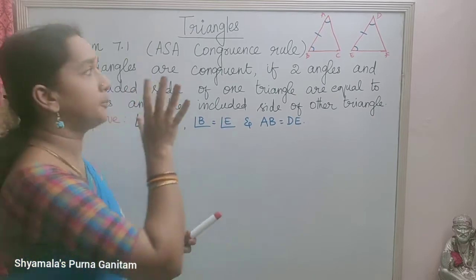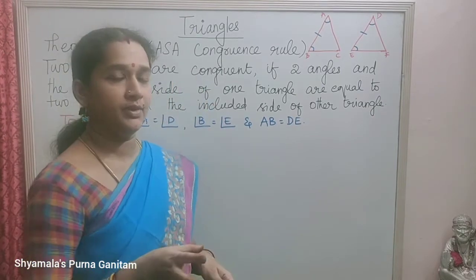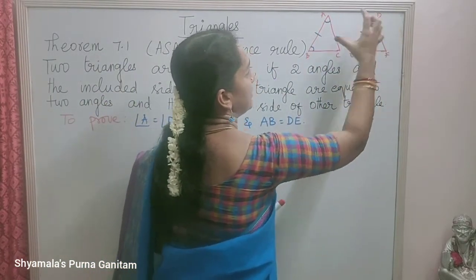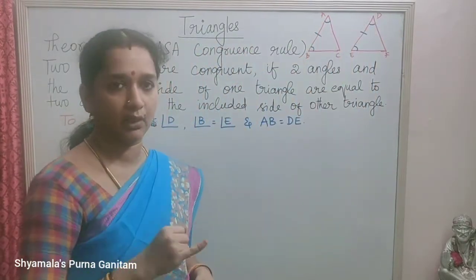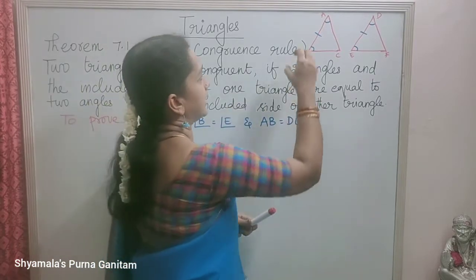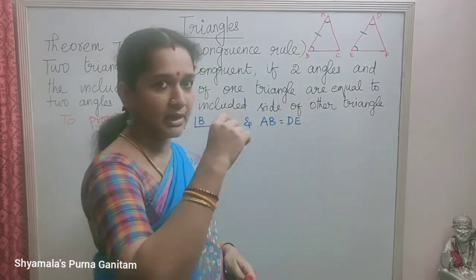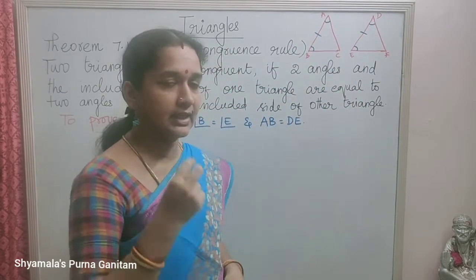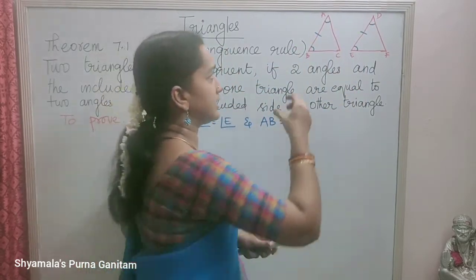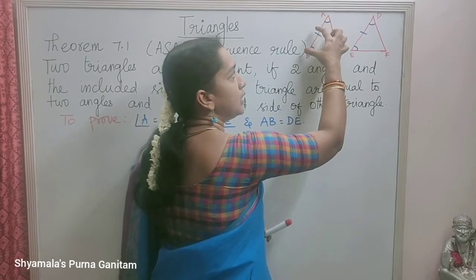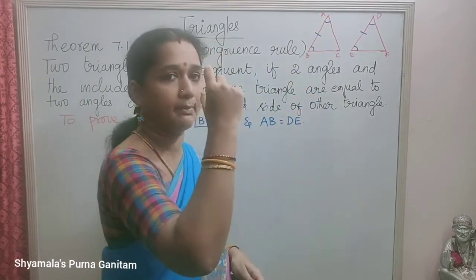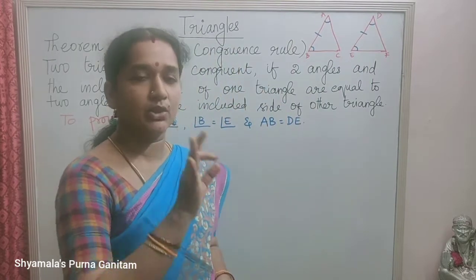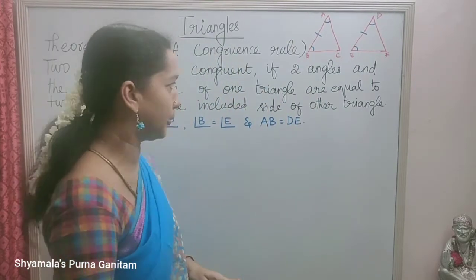Okay, so for proving this, we will get three cases. One is the length of AB and the length of DE will be equal. The second case is the length of AB will be greater than the length of DE. The third case is the length of AB will be less than the length of DE. These are the three cases we are going to prove.